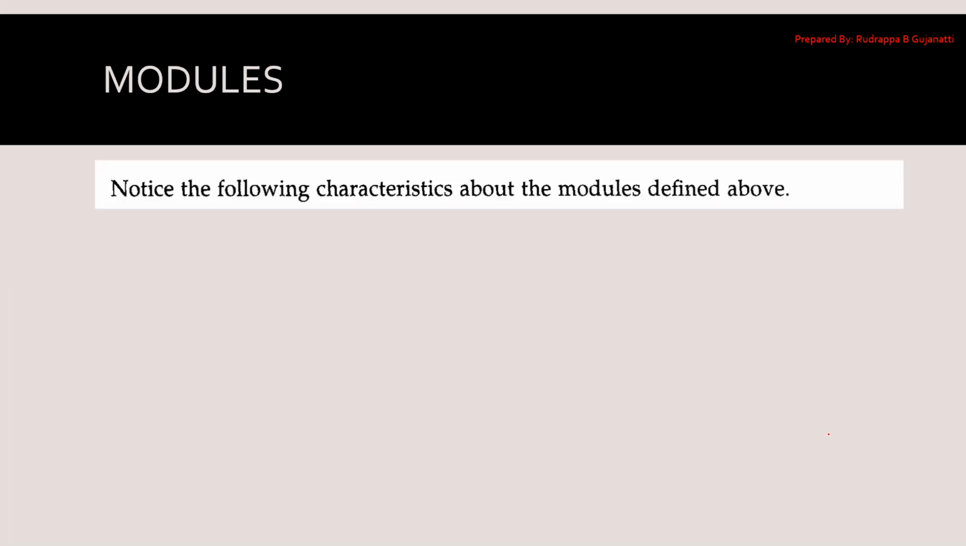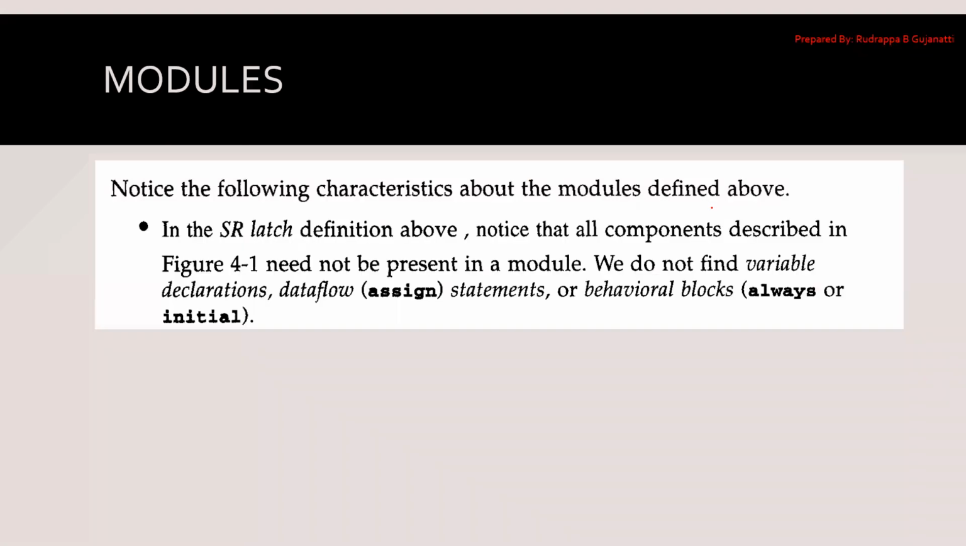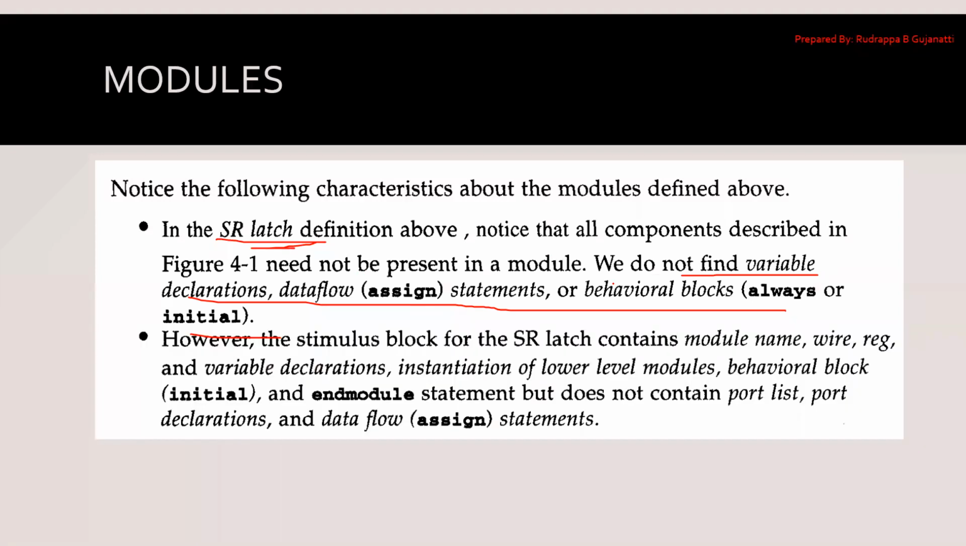Some of the characteristics you can note down are specified below. First, in the SR latch definition that we just checked in the previous example, we do not find variable declarations or data flow statements. That is what I was highlighting over there. These are optional. If you want, you can use them if required. Otherwise, you can skip them.